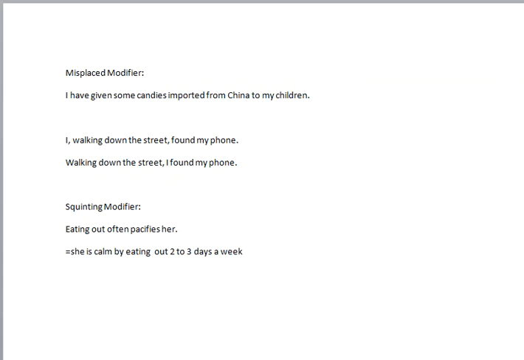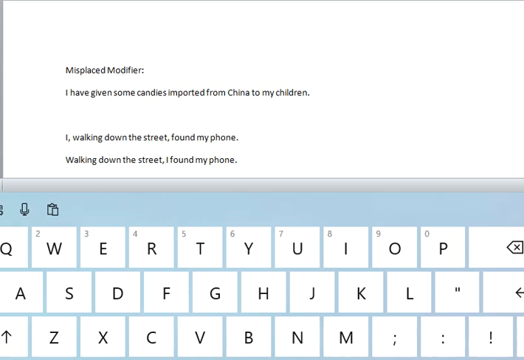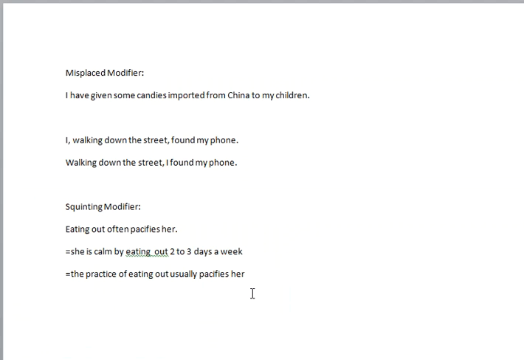That's one. Or the practice of eating out usually pacifies her, or calms her down. So what do we mean by eating out often pacifies her? Often here is the word we're looking at. It's the word that is creating all of this confusion.